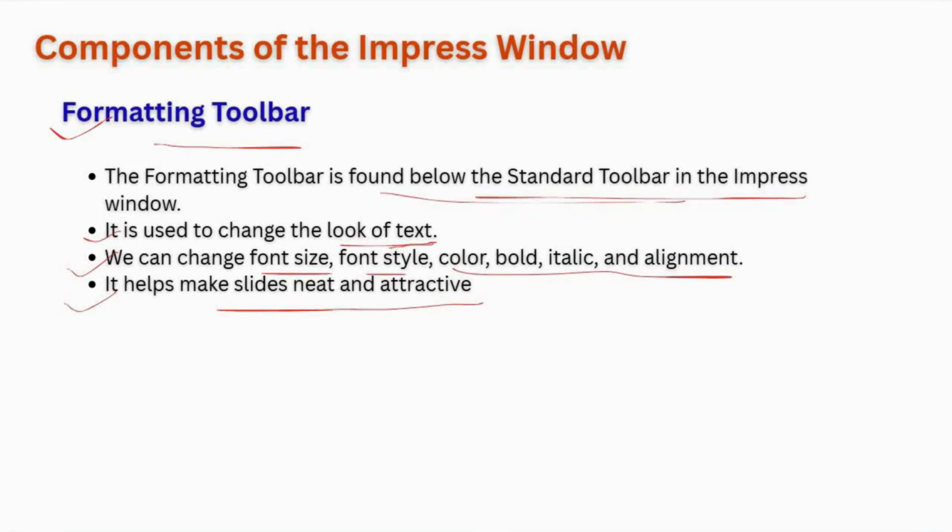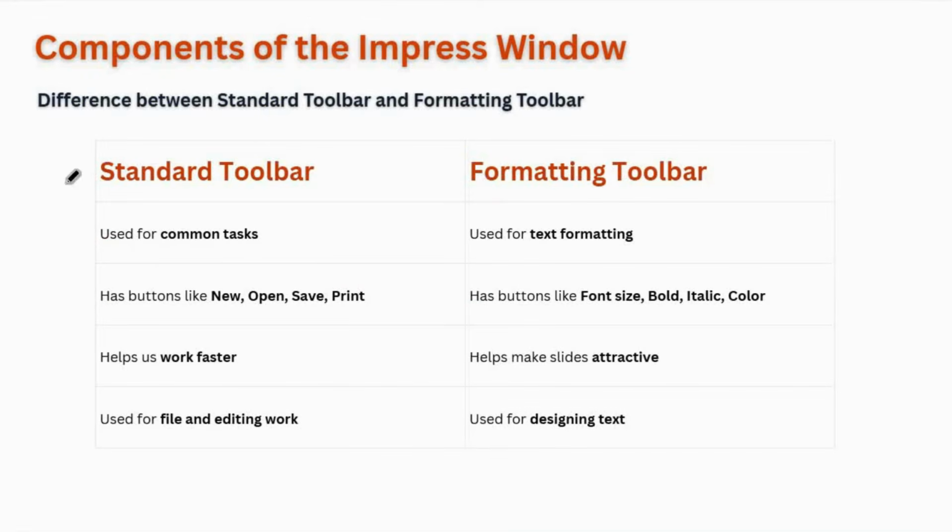Now, what is the difference between the standard toolbar and formatting toolbar? The standard toolbar has the icons or buttons which are most frequently used in the Impress window. It is used for common tasks. It has buttons like new, open, save, print. It helps us to work faster. It saves our time. It helps us to create the presentation quickly. It is used for files and editing the work.